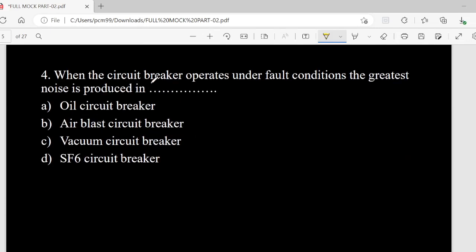Question number 4. When the circuit breaker operates under fault conditions, the greatest noise is produced in option A, oil circuit breaker; option B, air blast circuit breaker; option C, vacuum circuit breaker; and option D, SF6 circuit breaker. More noise is produced in the air blast circuit breaker. Option B is correct. Next.